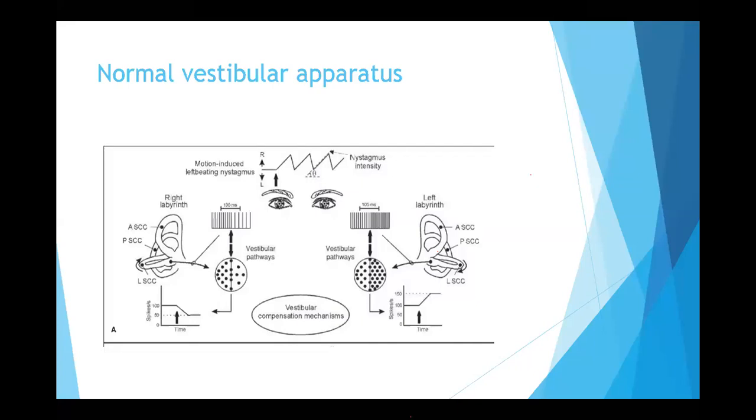How? We have heard about the nystagmus. Nystagmus is the rapid involuntary movement of the eye. It could be right-left, it could be up-down, or it could be rotational also. Okay, depending on which semicircular canal is affected.